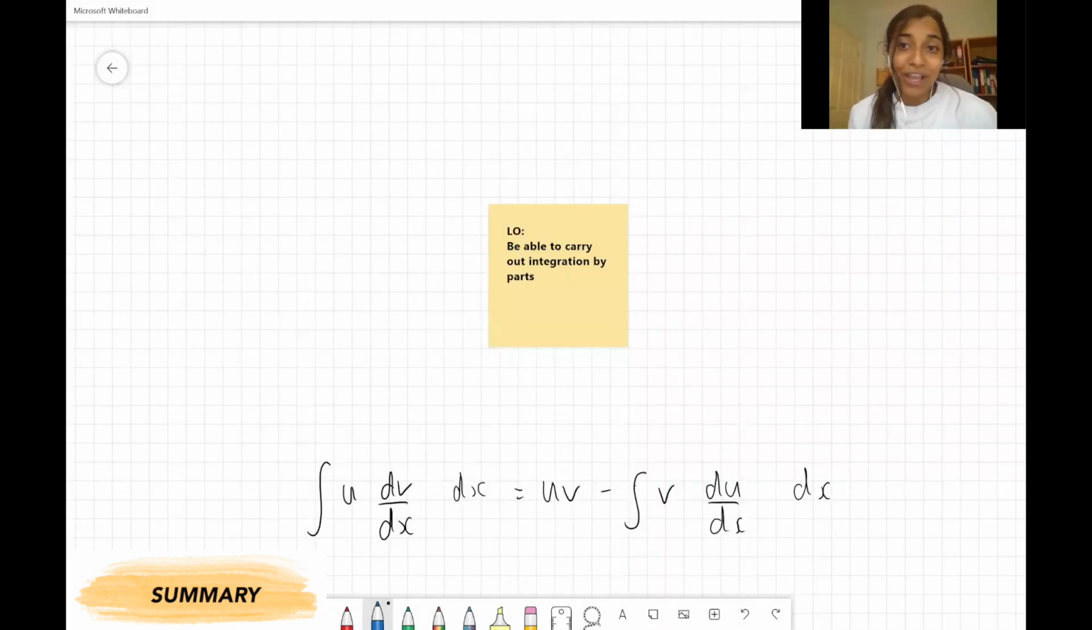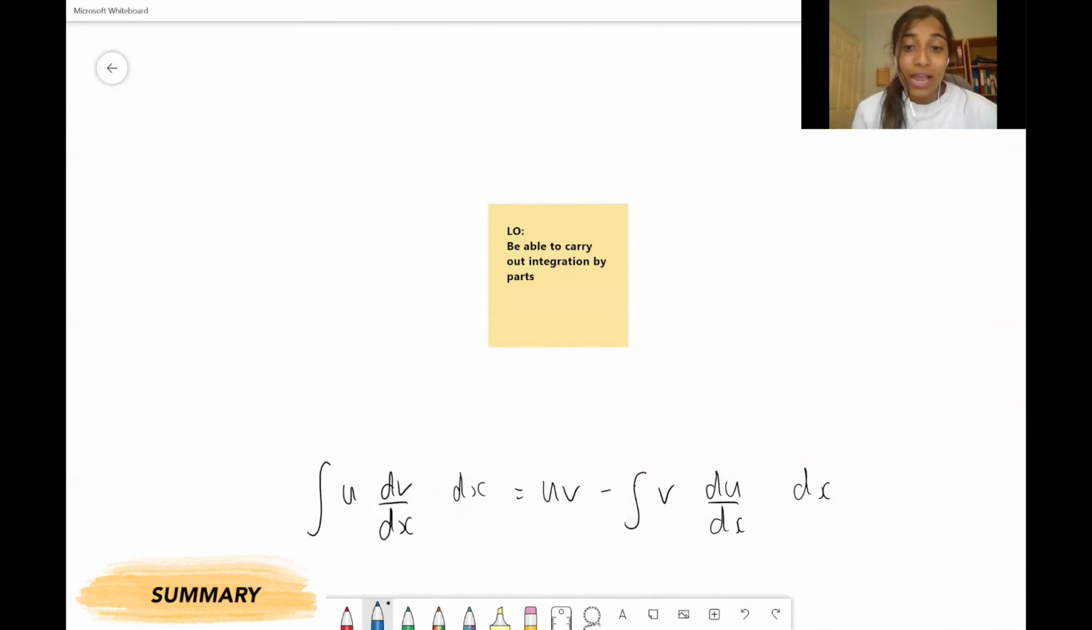So that's everything. Hopefully you found that useful and you now understand how to carry out integration by parts. Just memorize the formula that I've written below and do some more practice questions to make sure you fully understand how to apply this. Again, it's tricky to figure out what your u is, but by doing a lot of practice, it'll get easier to spot. So make sure you do that.